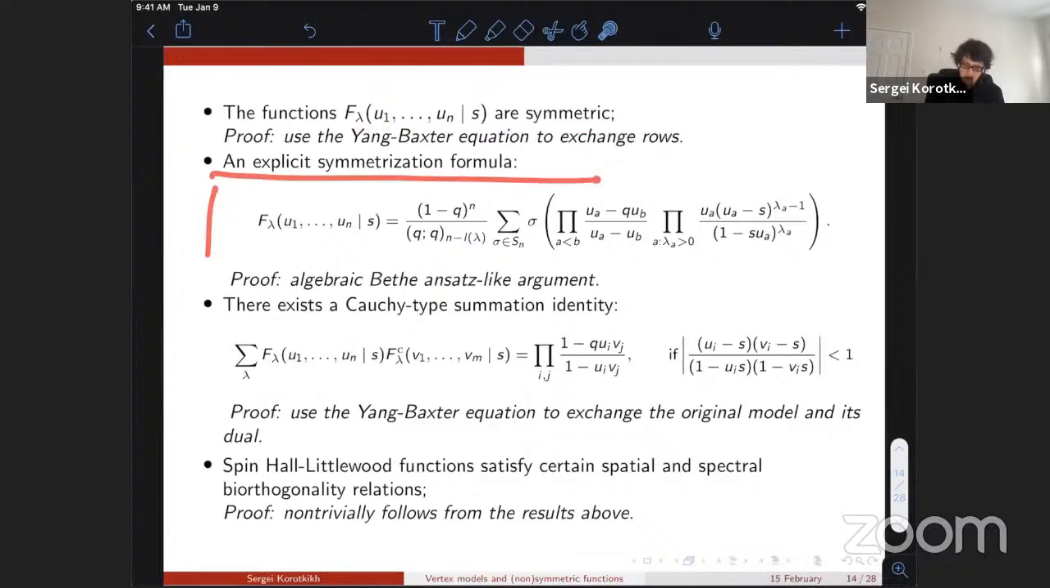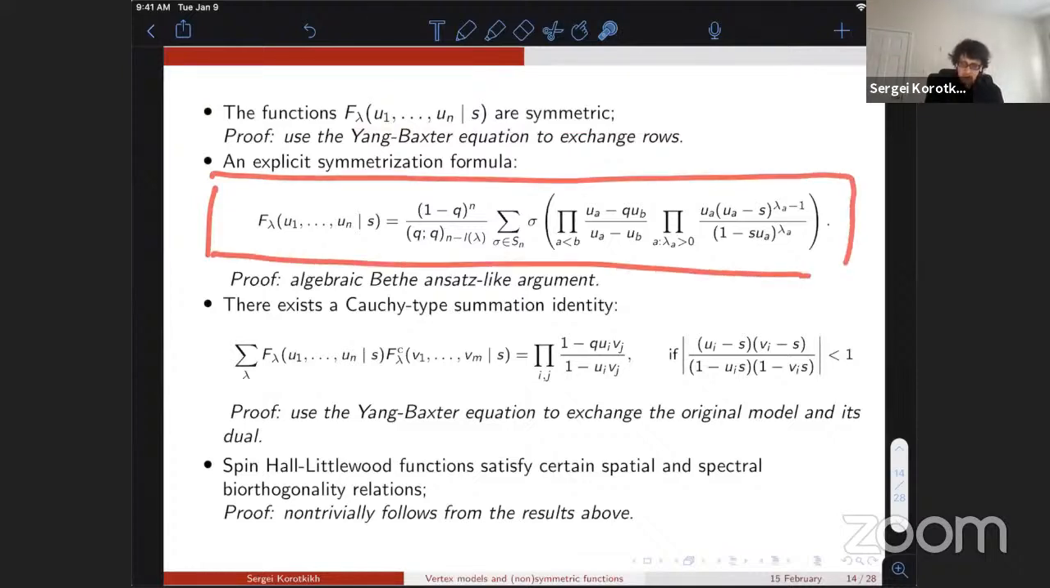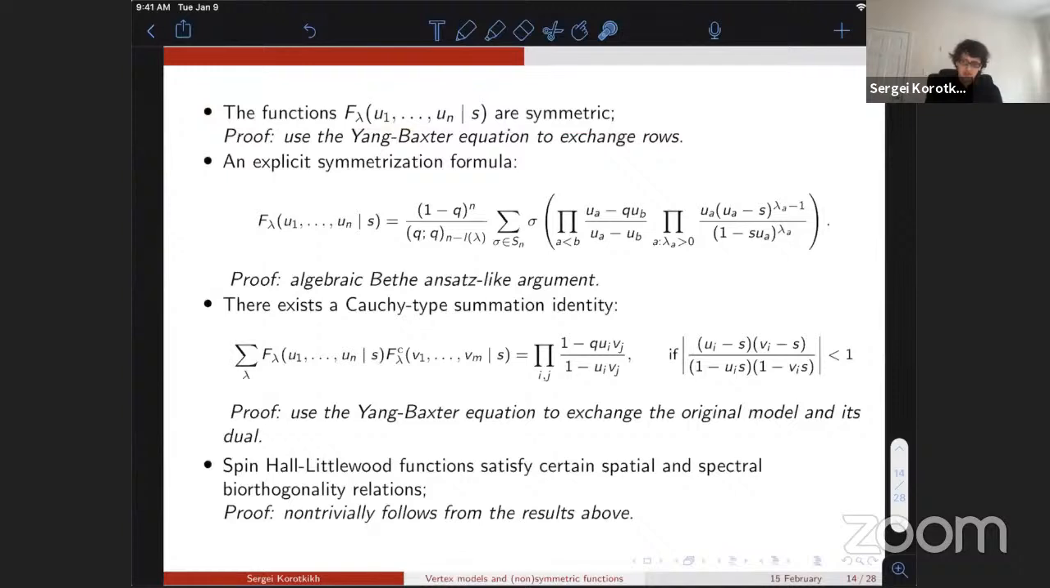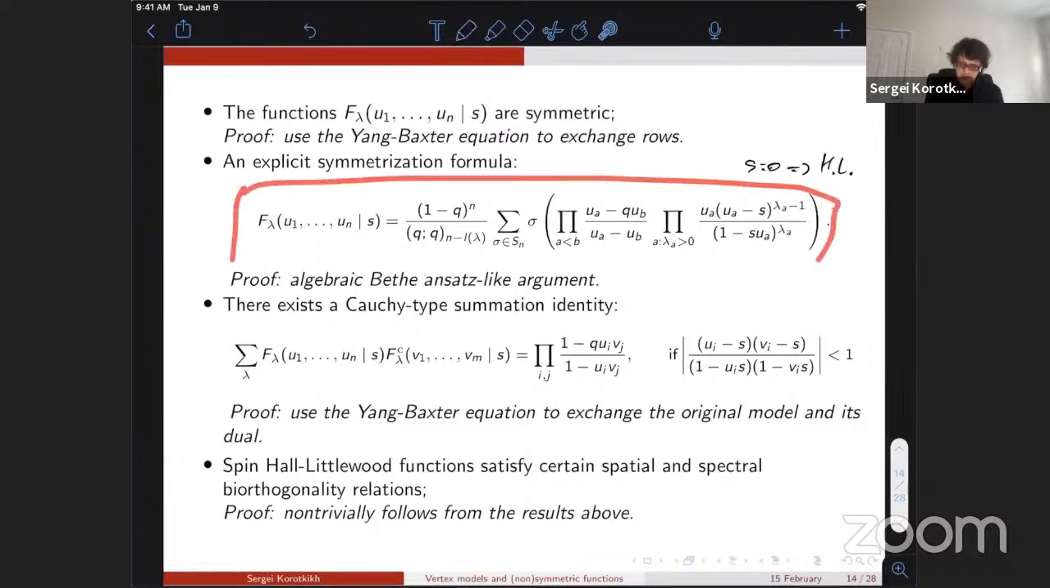A more involved fact is that these functions have an explicit expression, which is given in terms of a sum over the symmetric group. And this expression, for those of you who know, might resemble the actual definition of the usual Hall-Littlewood functions. Namely, when the spin parameter is equal to zero, this will be just the usual Hall-Littlewood functions. And this explicit expression will just literally coincide with the definition of Hall-Littlewood functions.